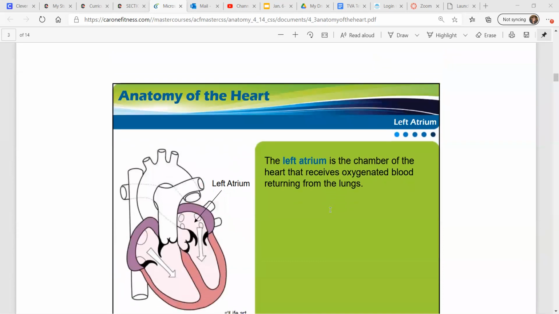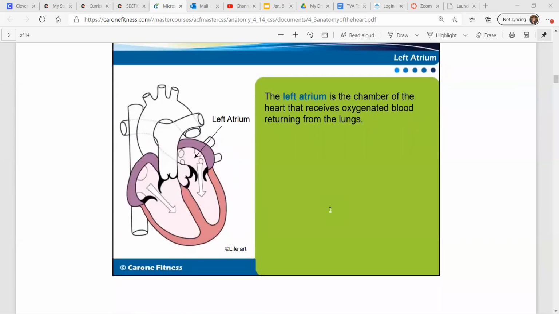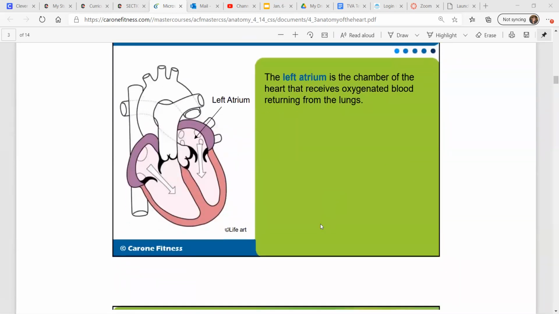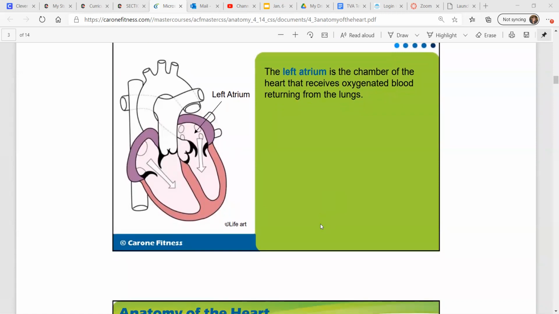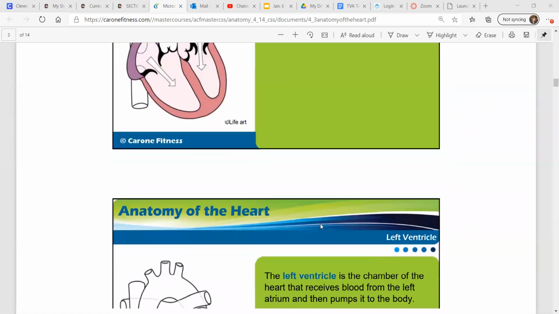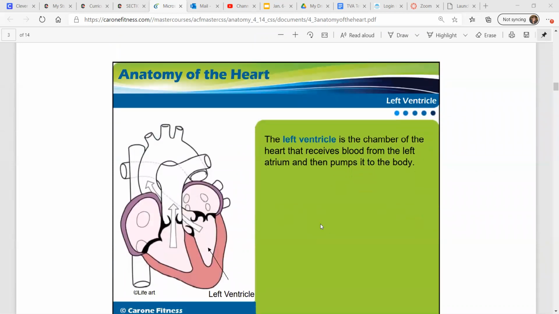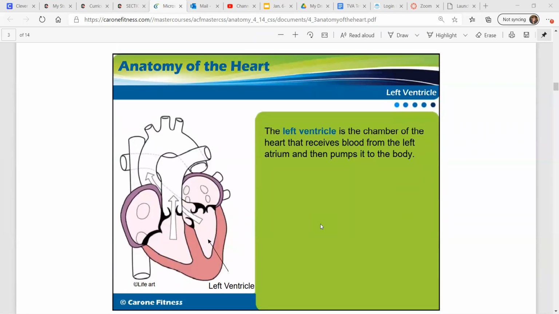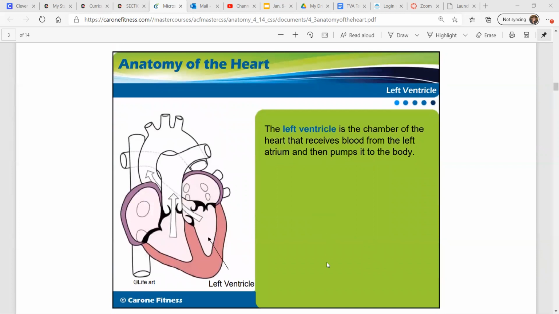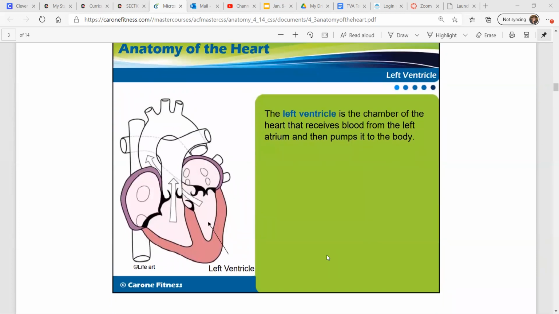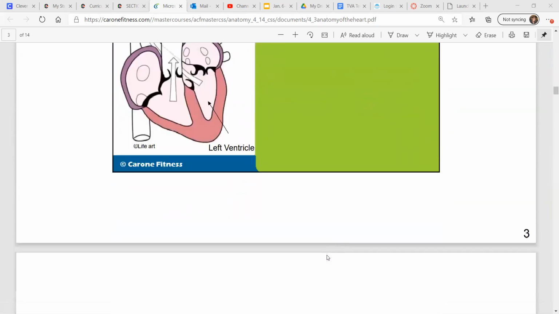And then the left side, the left atrium, is the chamber of the heart that receives oxygenated blood returning from the lungs. The left ventricle receives blood from the left atrium, and then it pumps it to the body. Okay, so right to the lungs, to the left, and then pumped to the rest of the body.